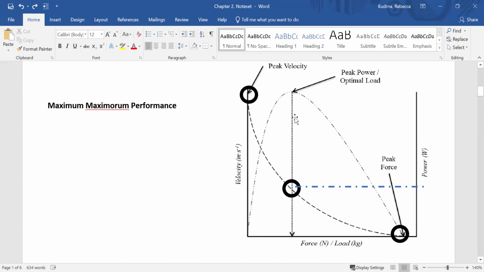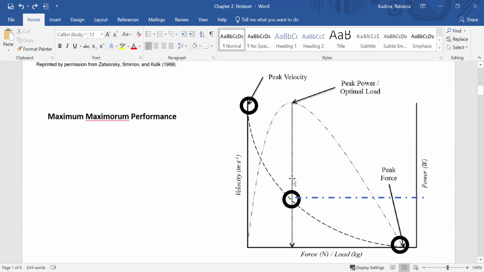And it is showing you that peak power occurs in the middle of the force velocity curve. So the most powerful movements are neither very fast nor very heavy. They're in the middle. Now, this is a generalization.